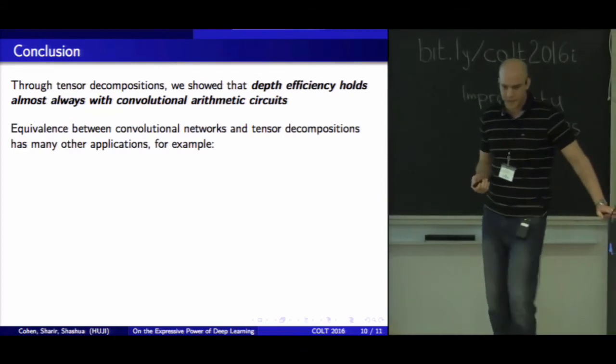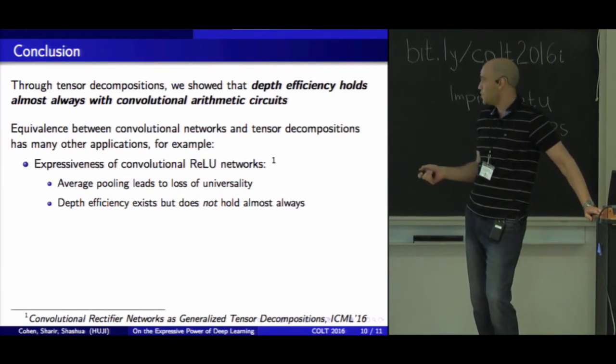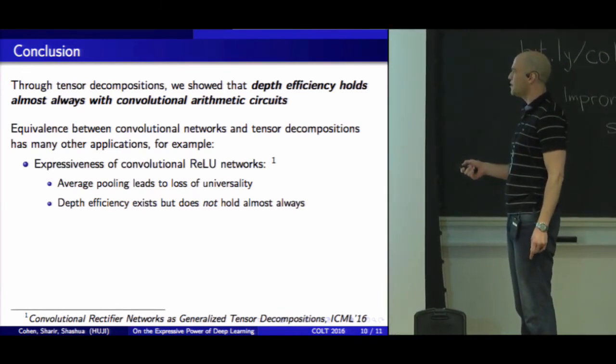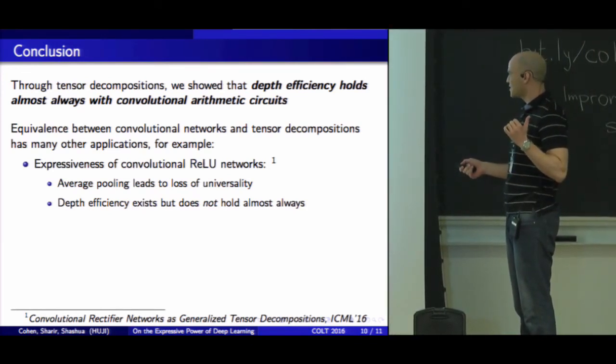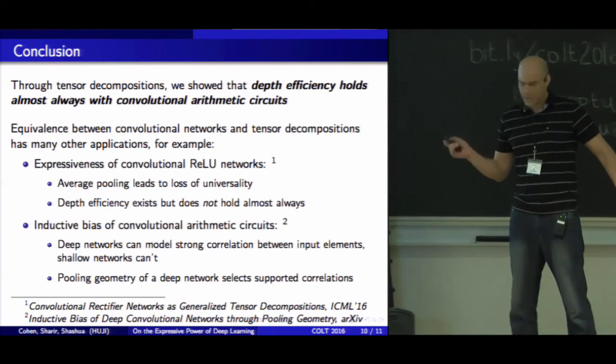I'll give here two examples. So first of all, we applied this analysis to convolutional ReLU networks. This was shown at ICML just now. We show there quite surprising results. For example, the average pooling leads to loss of universality, and the depth efficiency there exists, and it might be frequent, but it doesn't hold almost always. And even more importantly, this is something new on arXiv.